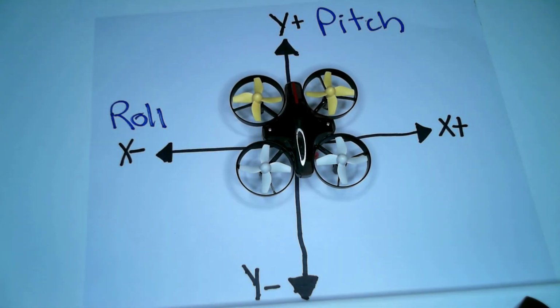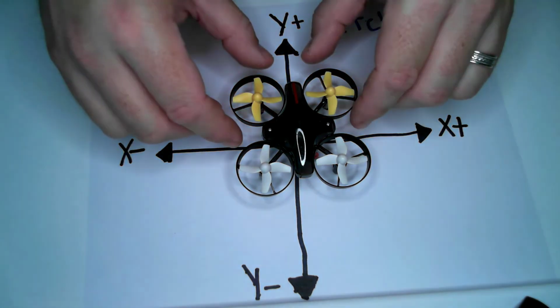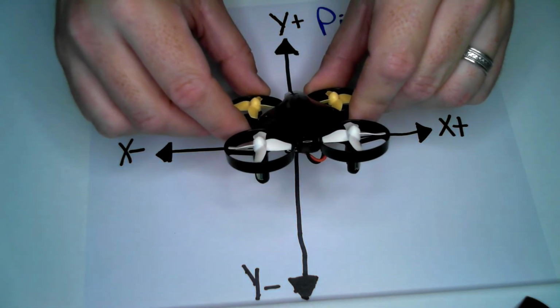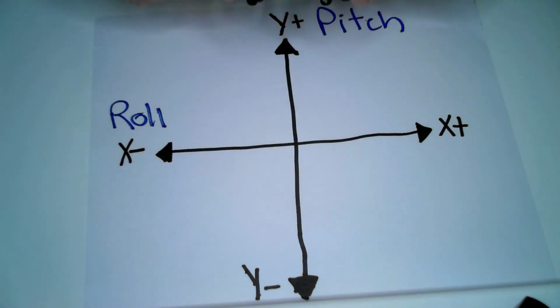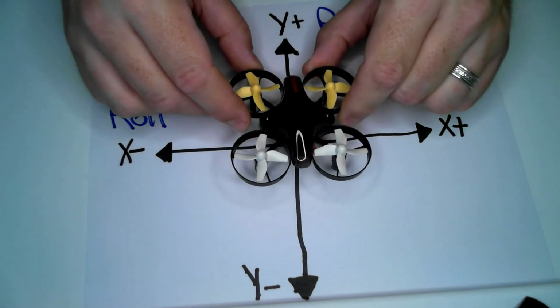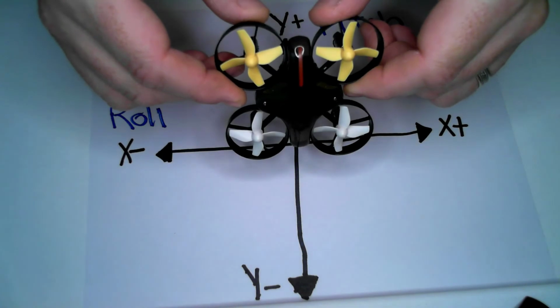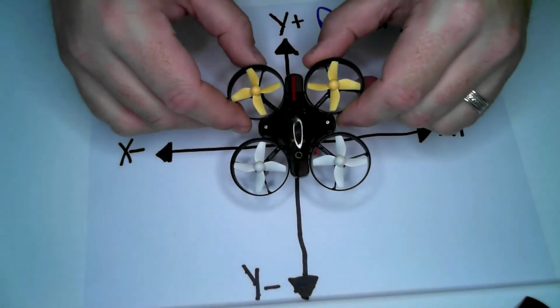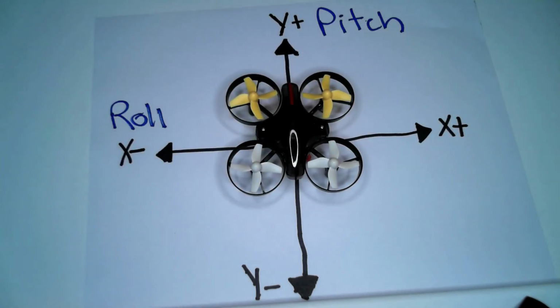So if we want to go in a positive pitch direction, then we're going to nose forward or nose down, and the thrust will push it forward. If we want to go in the negative, we're going to pitch backwards, and it will push the drone backwards. So the back end will go down. So that's our X and Y motions.